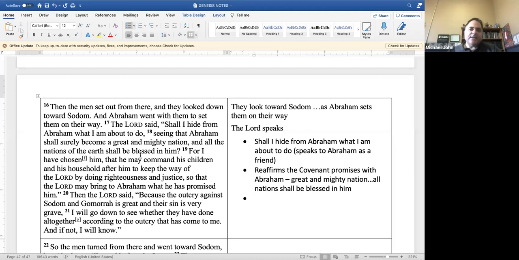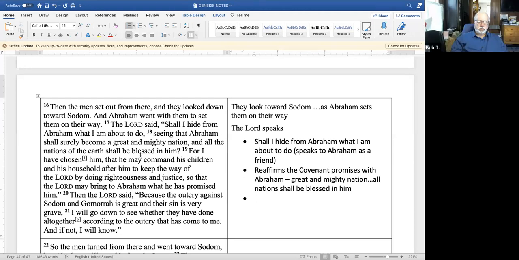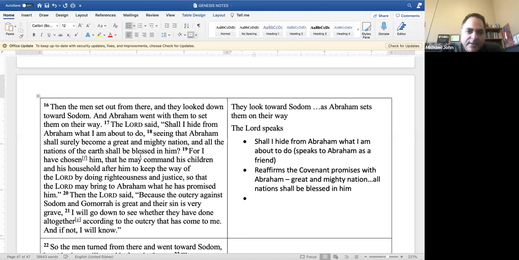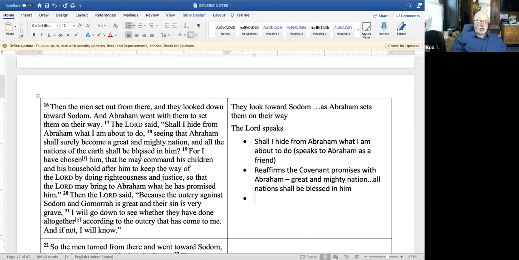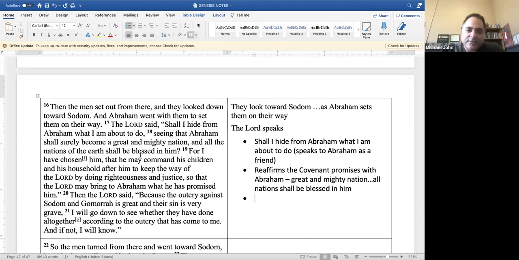Well, the setting is the Lord and the two other men. The three of them are going toward Sodom, and Abraham is walking out with them. So I think the assumption is the Lord is speaking to the other two and saying, shall I hide from Abraham what I'm about to do? Because he's sending those two on that mission now to Sodom. And he speaks to these heavenly witnesses. He reaffirms the covenant promises in Abraham's sight to them. He's going to become a great mighty nation, and all nations will be blessed in him.